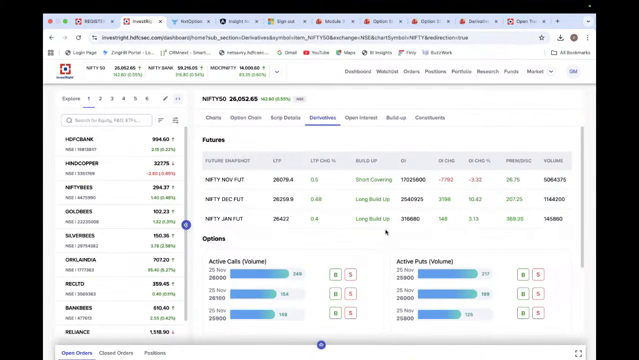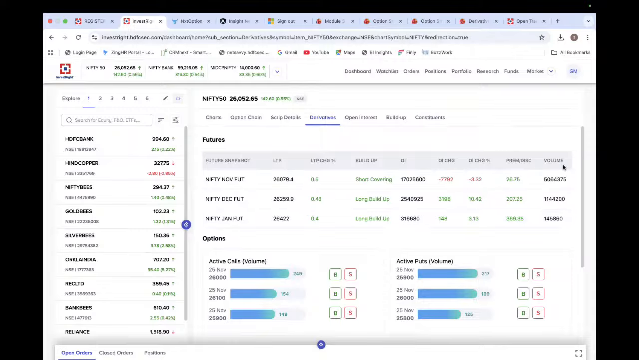Short covering is where the short sellers are exiting and there is upside momentum in that particular contract. Long build up is where fresh positive positions are being made. Here you can see that in the next and next to next month contracts, long build up is being generated. This is how the platform will give you a basic understanding of the direction of the market as well.